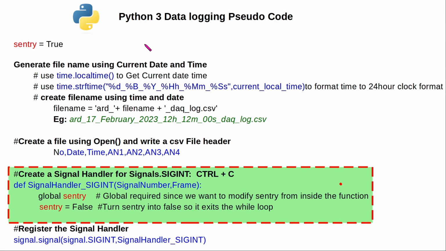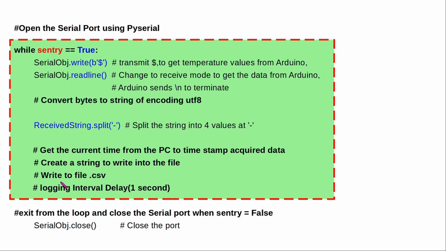So I'm going to explain the main program, the main Python 3 data logging code. Now this one we will be using a signal handler to capture the Ctrl+C interrupt and then exit from that while loop, the infinite while loop, gracefully. So the code is almost similar to the one I have explained, but the main difference is that we will be using a signal handler here, and then we will use that signal handler to exit from the code.